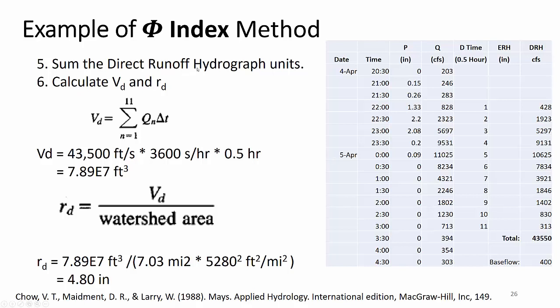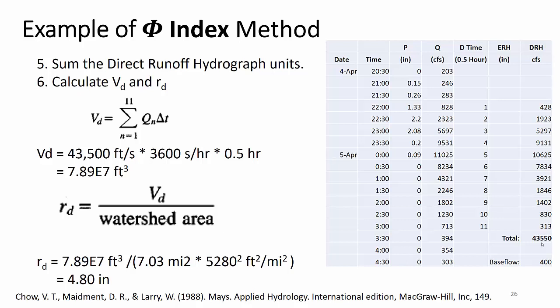So you sum the direct runoff hydrograph units. We subtract 400 because we said 400 is the base flow from all the flows over 400. And we get all the direct runoff hydrograph units. And we come up with a total of 43,550 cubic feet per second from this storm event with a base flow at 400 cubic feet per second.